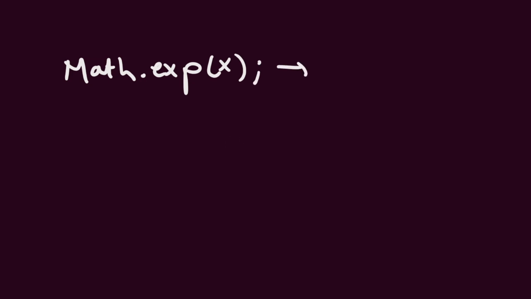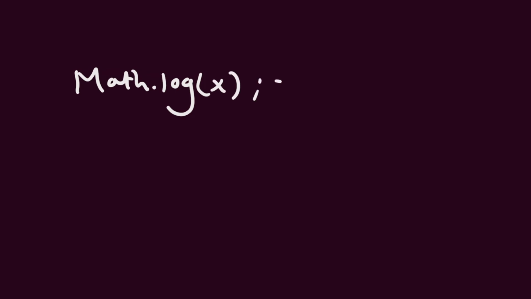Then the next few ones we're going to talk about, it's the Math.exp one. Okay, so this one tells us the value of e to the power of x. So if, let's say, we put 2 here, then it's going to be e to the power of 2, and then it gives us that value.